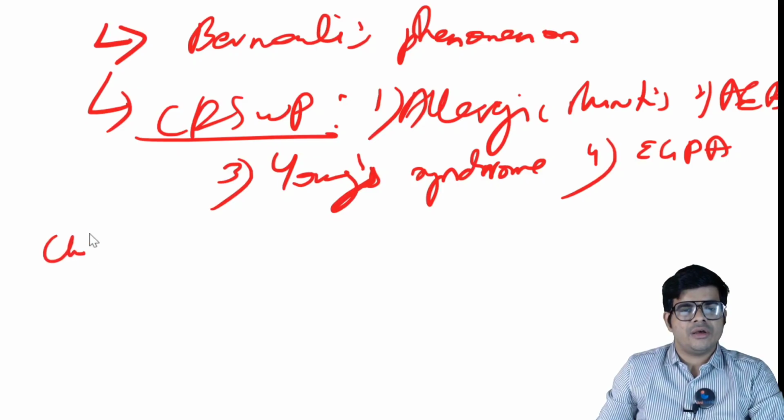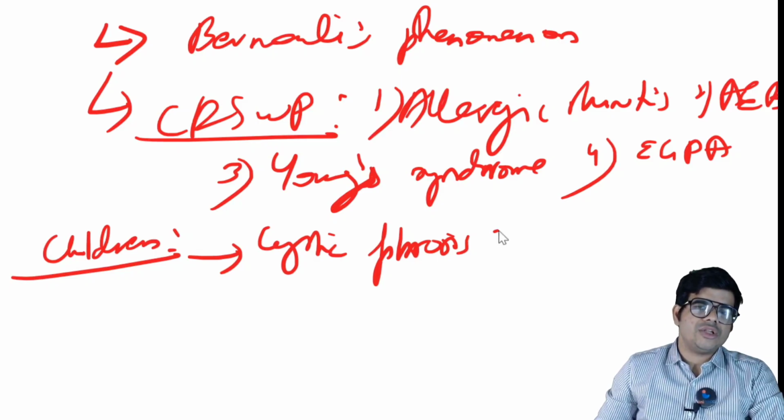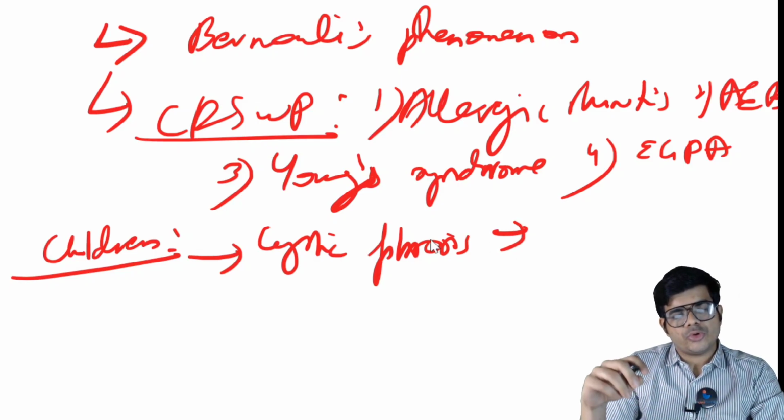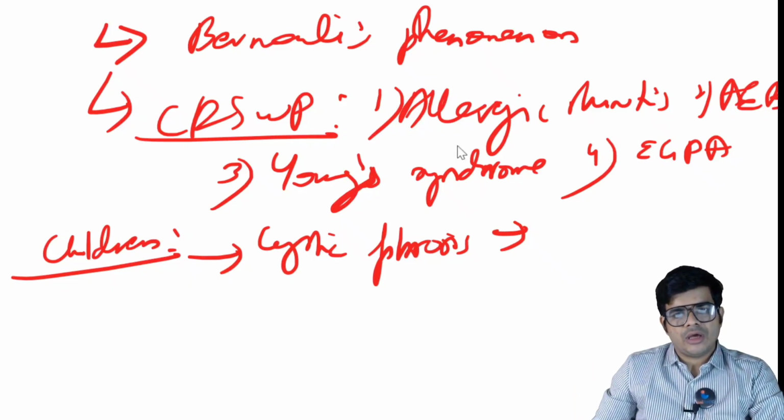In children, you will have to think about, what is the first thing you have to think about? You have to think about cystic fibrosis. When it is bilateral, cystic fibrosis has to be thought about. And then what else you have to think about? Apart from cystic fibrosis, which is also known as mucoviscidosis, you have to think about the Kartagener syndrome.